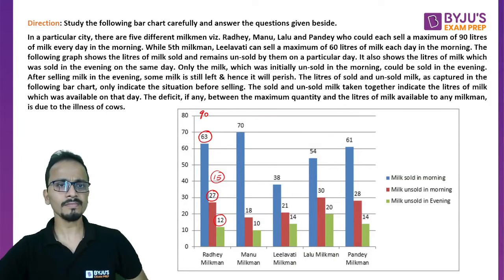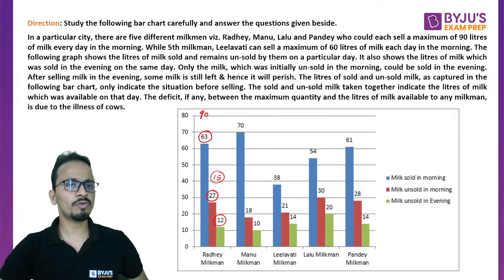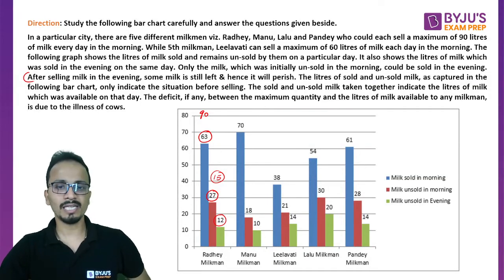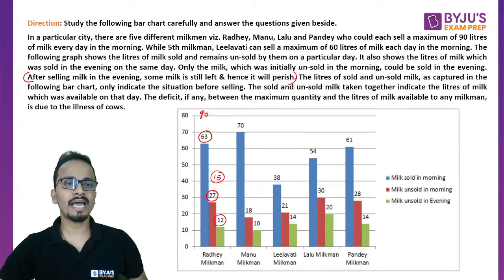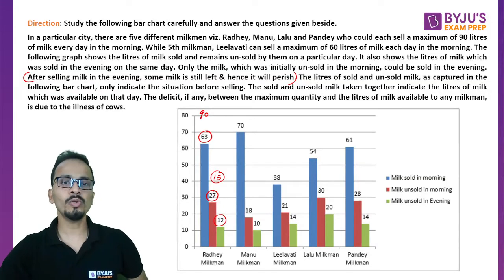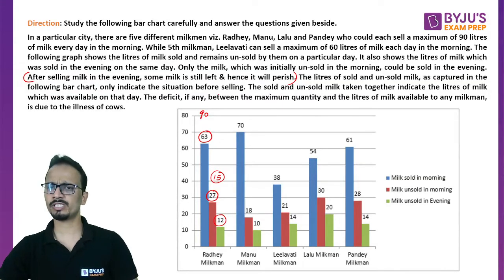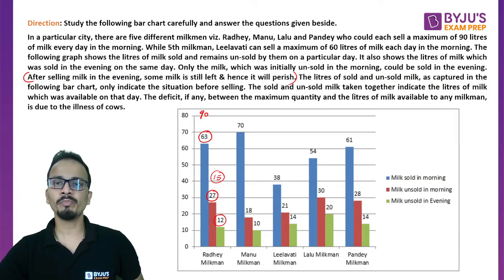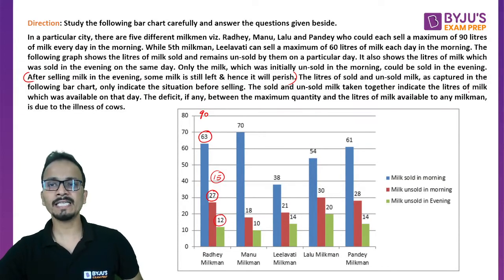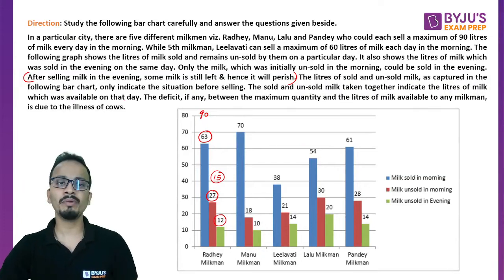ठीक है, अब देखते हैं, अब ये जो इवनिंग में बचा हुआ है मिल्क, after selling milk in the evening, some milk is left, so 12 liters is left for him and it will perish. So ये खराब हो जाएगा मिल्क, ठीक है. So the liters of sold and unsold milk as captured in the following bar graph only indicate the situation before selling. Fine, not of any use. The sold and unsold milk taken together indicate the liters of milk which was available on that day.